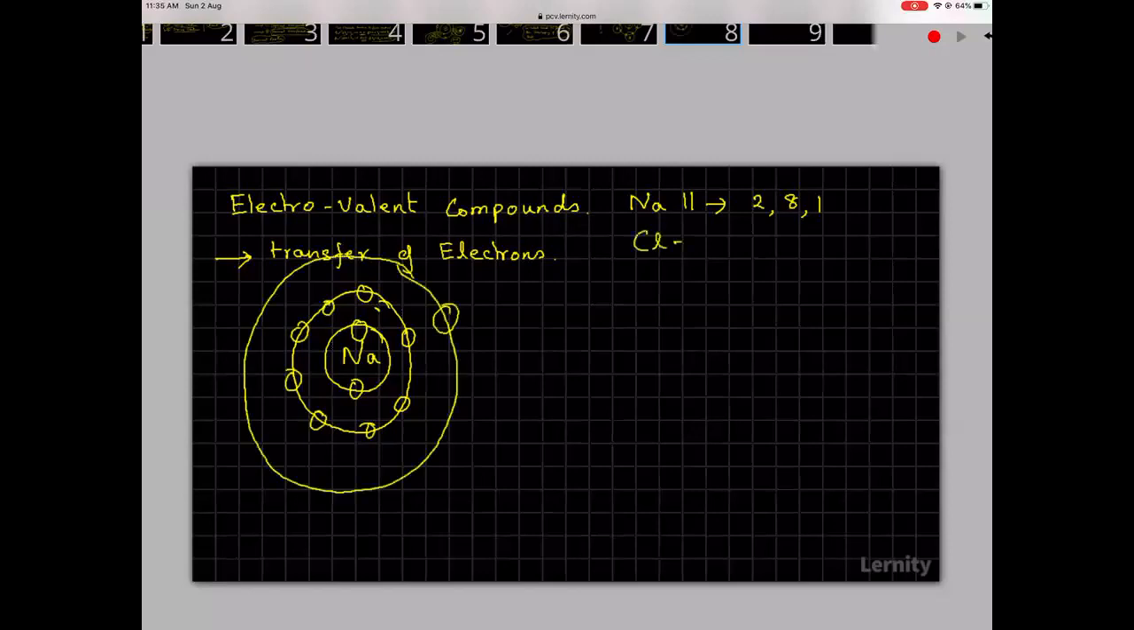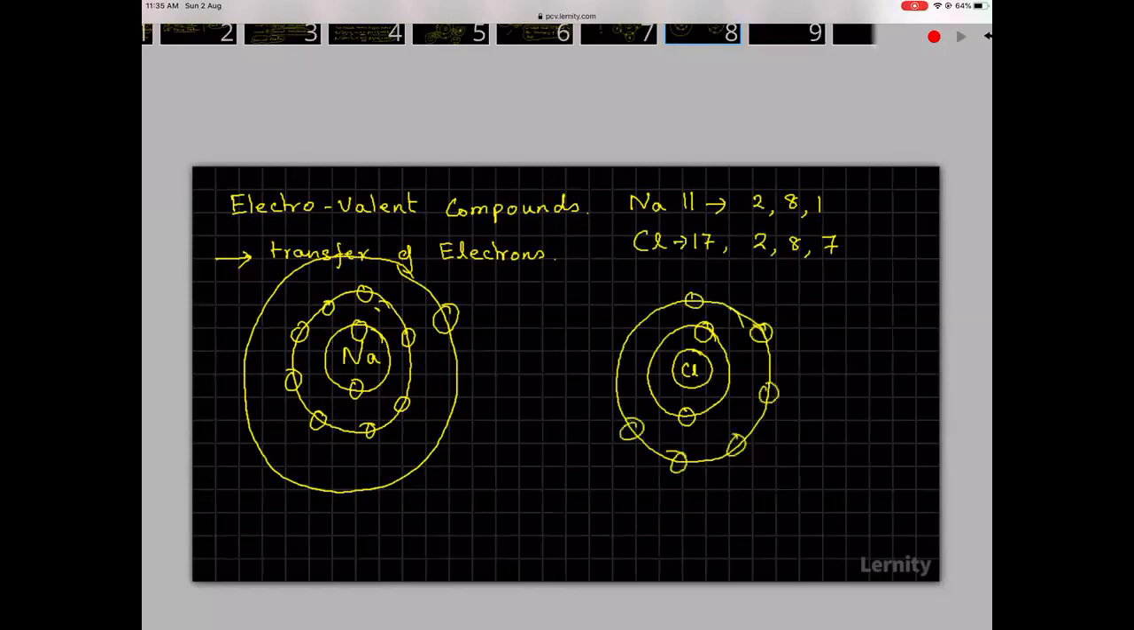Then let me look at chlorine. Chlorine has 17 electrons, so it will have 2, then 8, and then 7. In the first shell you have 2 electrons, then here you have 8 electrons, and then here you have 7 electrons. Now, chlorine needs 1 electron to get the noble gas configuration.